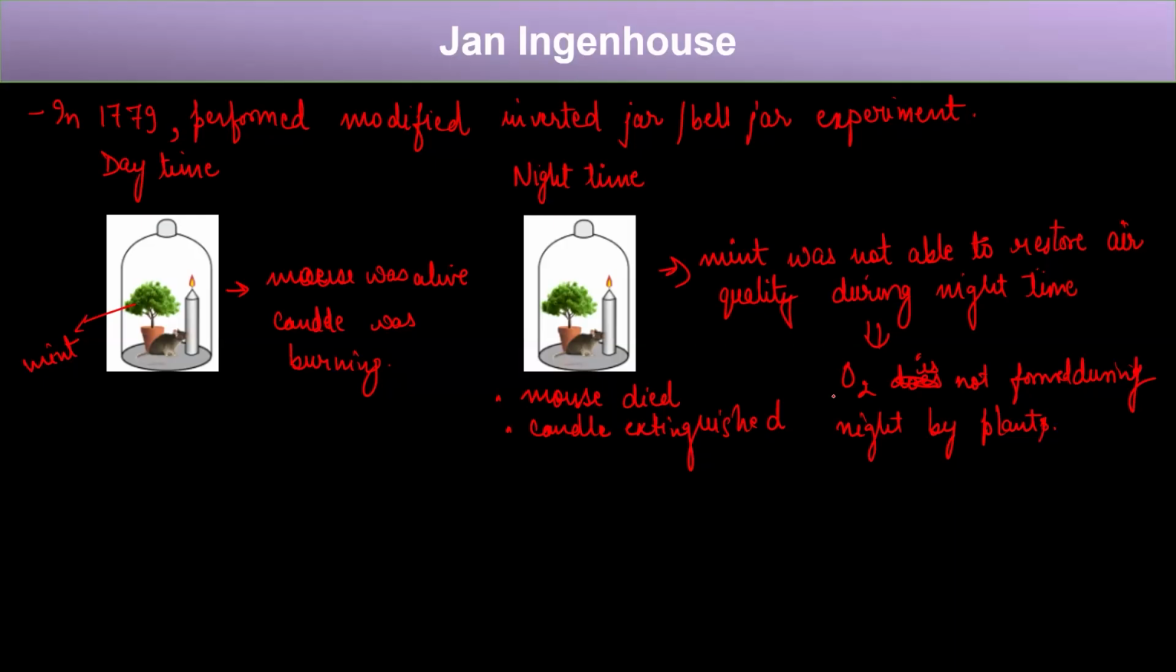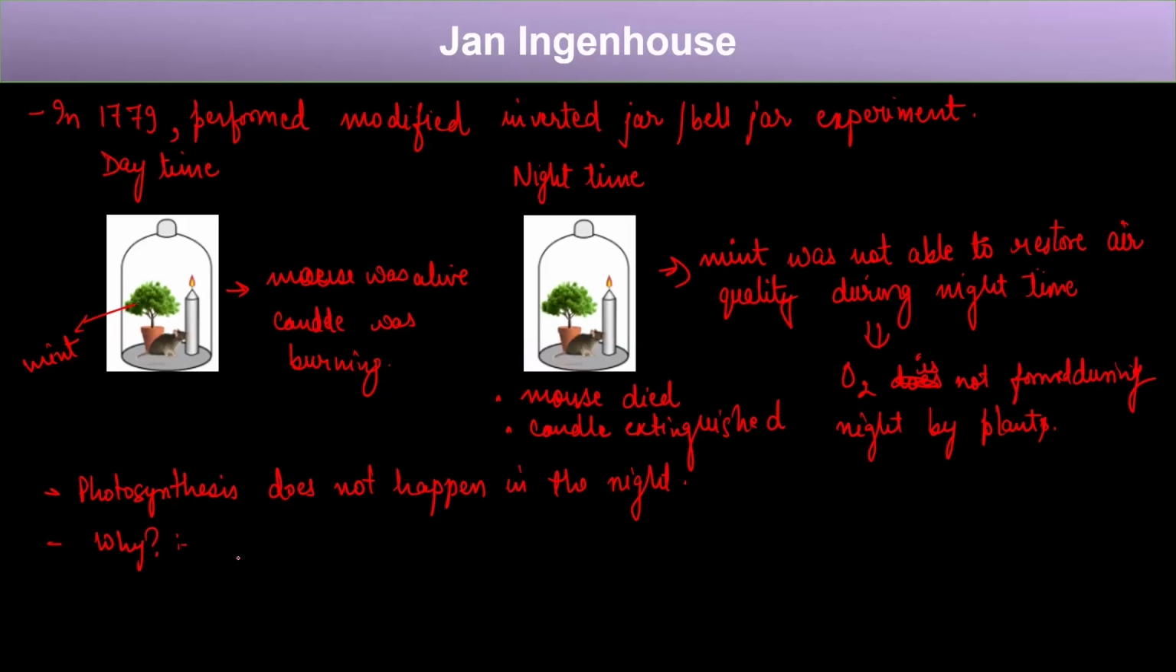So what can be the factor responsible for this situation, that in the daytime oxygen is getting formed, while in the nighttime it is not? The first conclusion is that photosynthesis does not happen in the night. This is the first thing. But why? Because in the night there is no light, there is no sunlight.